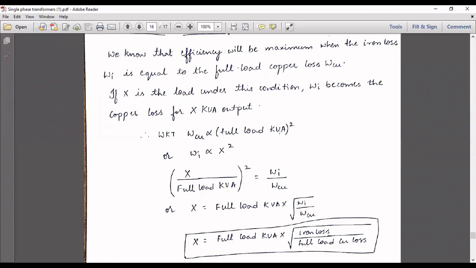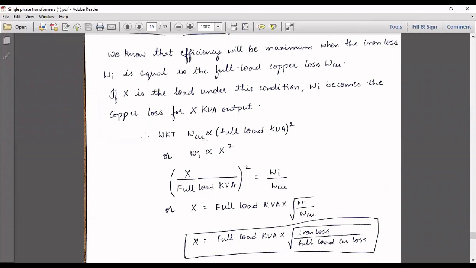So under this maximum efficiency condition, if X is the load we have considered, then Wi becomes the copper loss for X kVA output. Let us consider X is the total load, that is, under the load of X, we get the maximum efficiency. Therefore, Wcu, that is copper loss, will be directly proportional to full load kVA whole square. We know that copper loss is always directly proportional to I1 square R1, that is, the full load kVA, the maximum load that can be obtained in the transformer, whole square will be the copper loss.